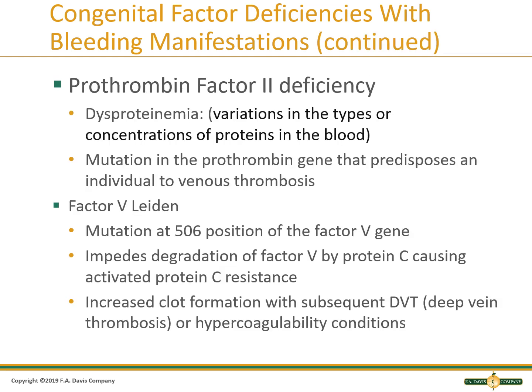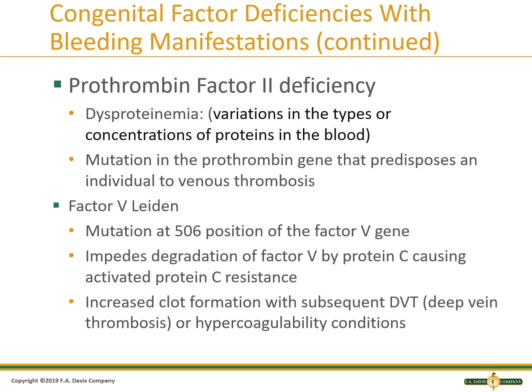Continuing with congenital factor deficiencies with bleeding manifestations, we have prothrombin factor II deficiency. This can cause dysproteinemia, which means there's a variation in the types of concentrations of proteins that are in the blood. The mutation is in the prothrombin gene that predisposes an individual to venous thrombosis, meaning clotting in the veins.